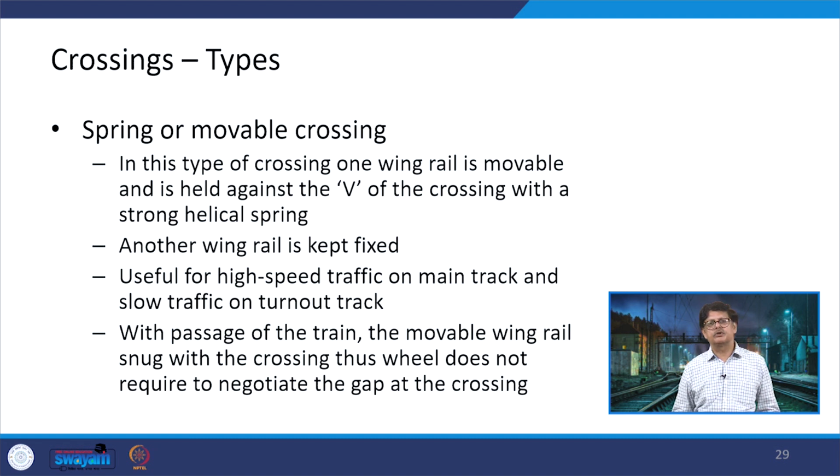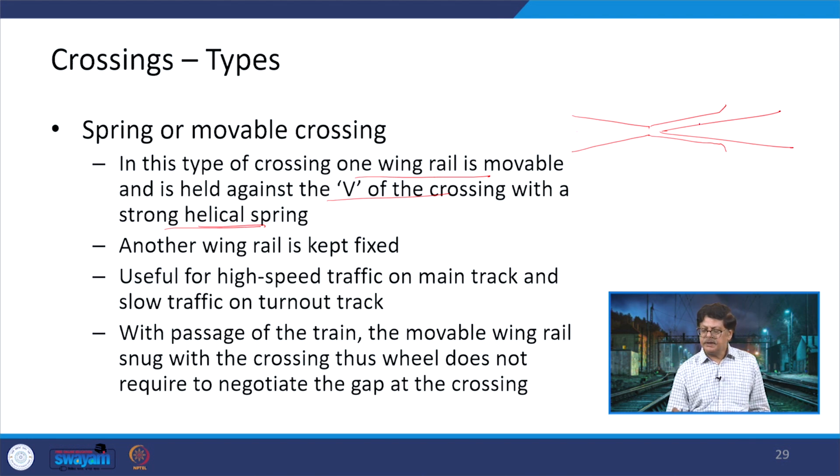Then lastly is the spring or the movable crossing as far as the various types are concerned. In this type of crossing, one wing rail is movable and is held against the V of the crossing with a strong helical spring. So, the V of the crossing is being made and there is a wing rail which is coming like this. The other one will be in this form. So, the spring is being used at one side, at the other side it is being kept fixed.